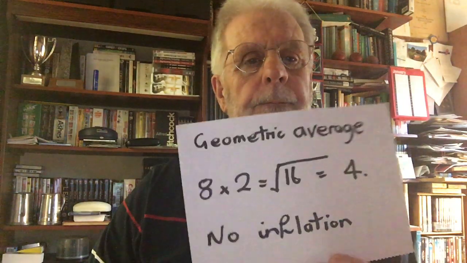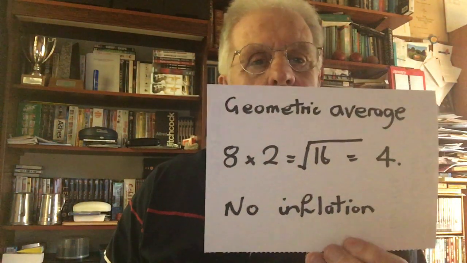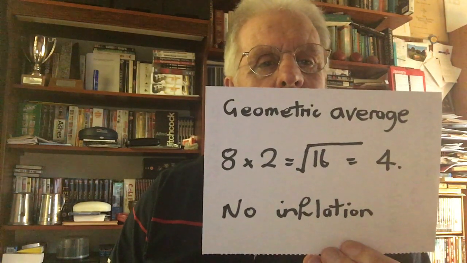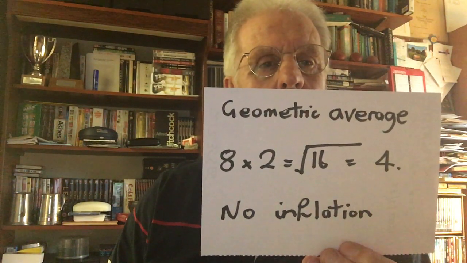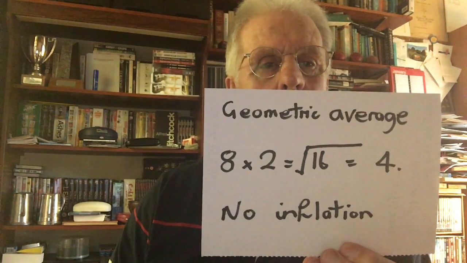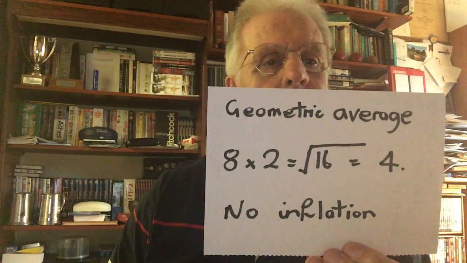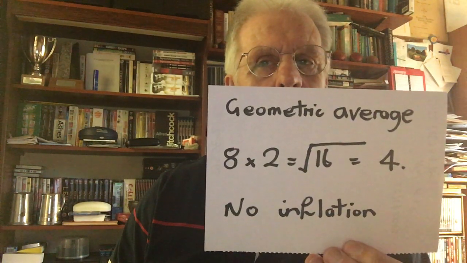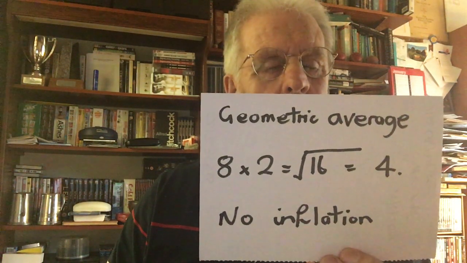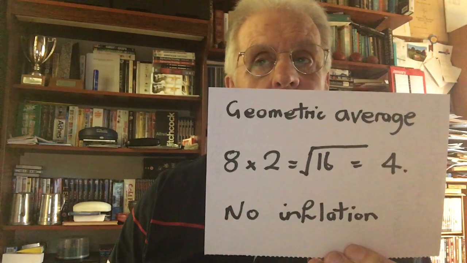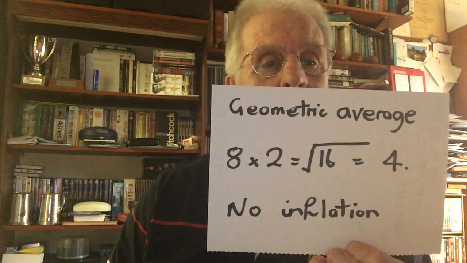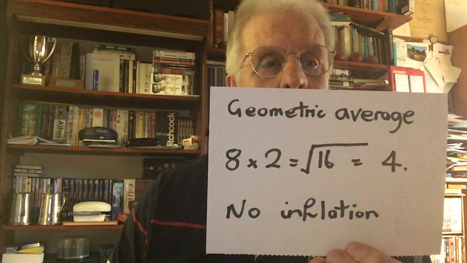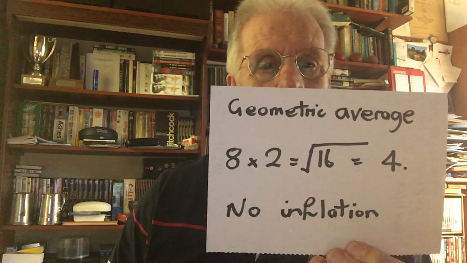Geometrically, this is where the fun is. Geometrically, that's 8 times 2 equals 16. Take the square root of 16 and you have the answer 4, and you have no inflation at all. Same numbers. I had 25% inflation if I measured it arithmetically, and I now have 0 inflation, measuring it geometrically.